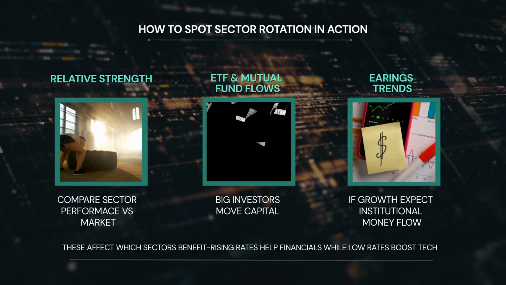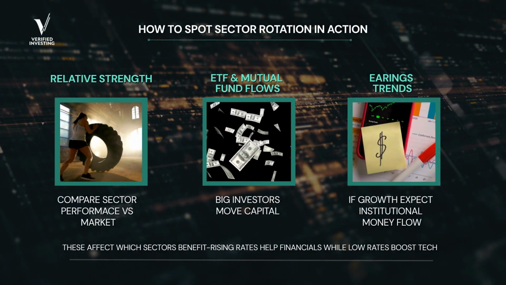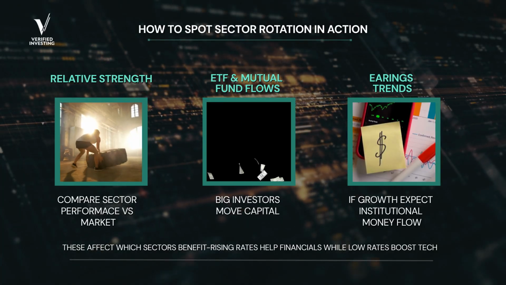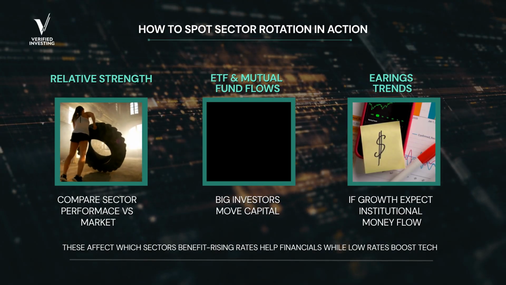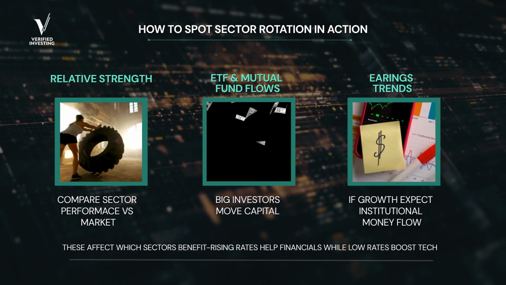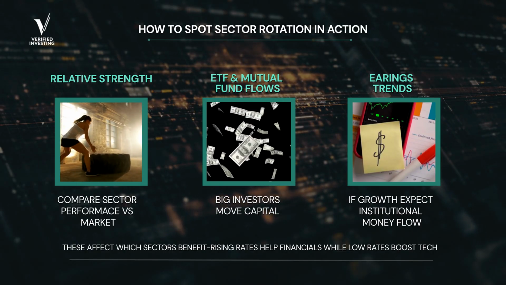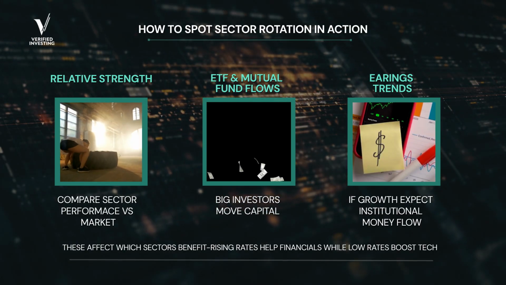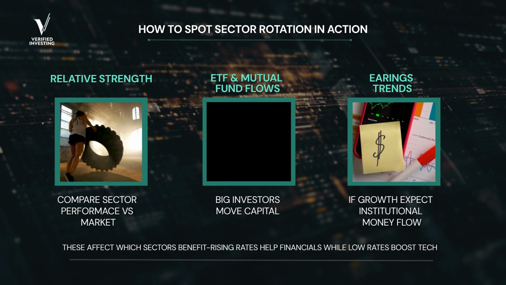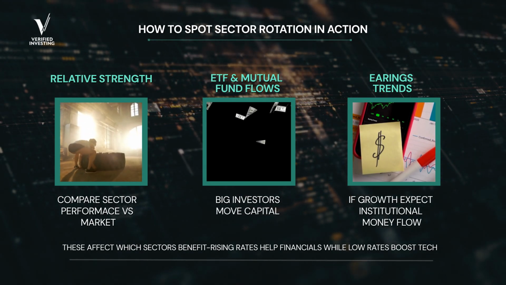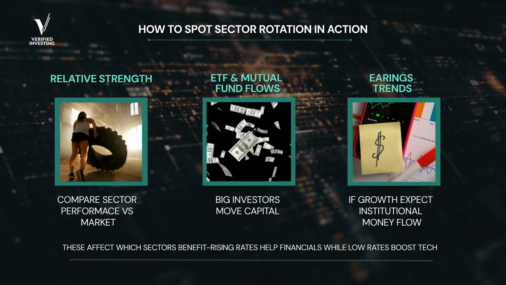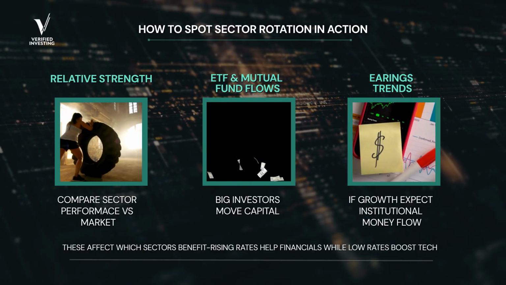To spot sector rotation, watch these key indicators. Relative strength. Compare sector performance against the overall market. Stronger sectors indicate where smart money is flowing. ETF and mutual fund flows. Big investors move capital into sector-specific ETFs when they see opportunity. Earnings trends. If earnings growth is accelerating in a sector, expect institutional money to follow.